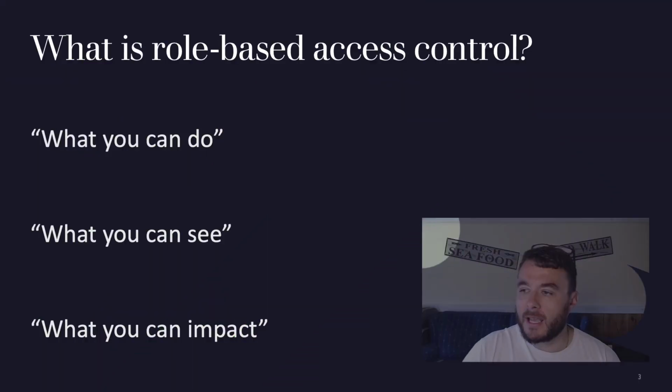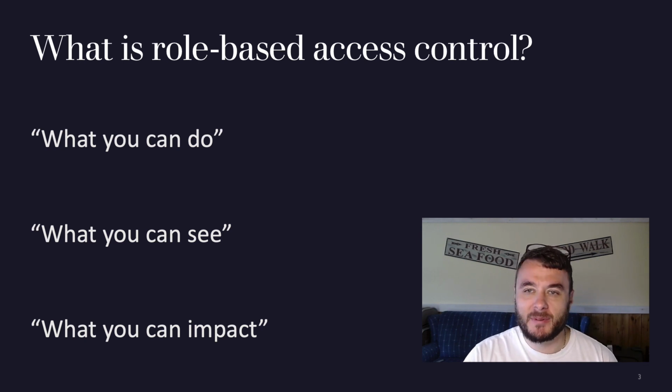So remember from the last episode, role-based access control has three concepts: what you can do, what you can see, and what you can impact. All right. For our example today, we're going to quickly create a lab setup so that we can build on that in the next episode when we get into different workloads like policy and that sort of stuff.